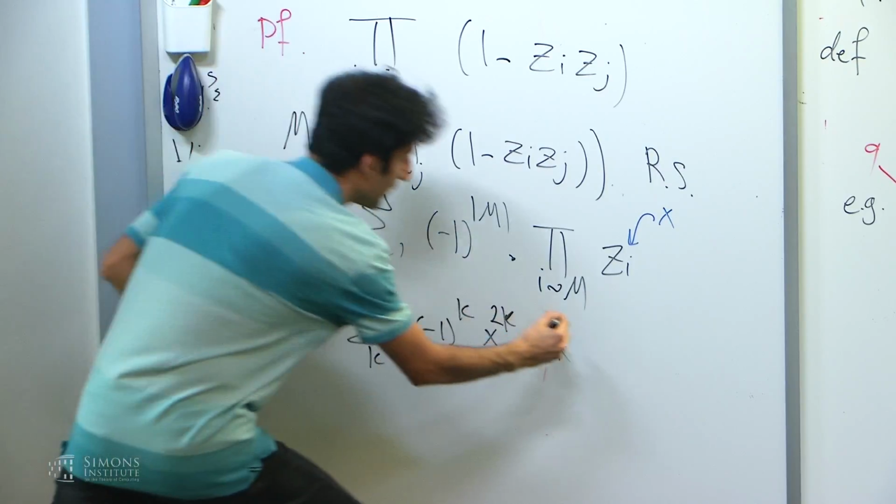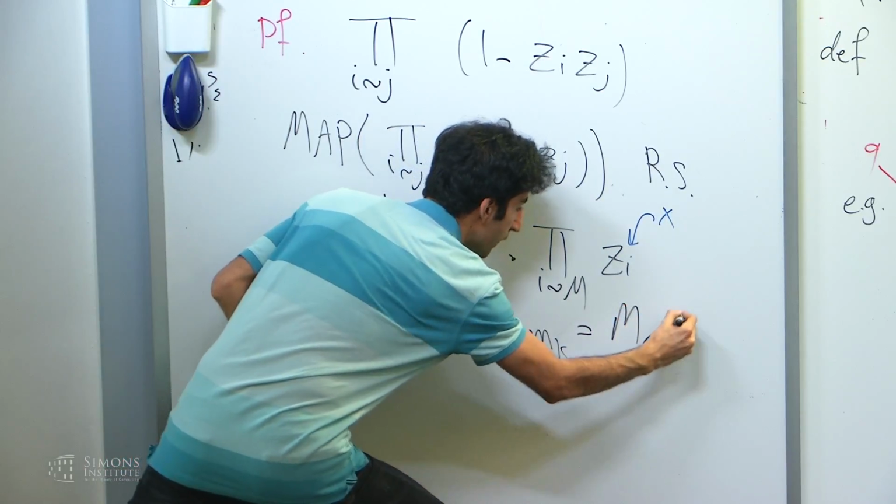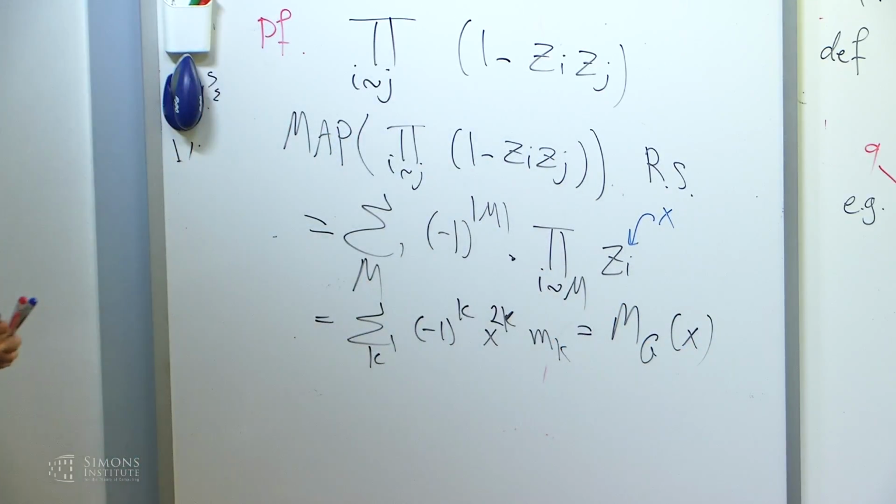So yes, this is exactly equal to mg of x. And I get that mg of x is real rooted. Any questions?